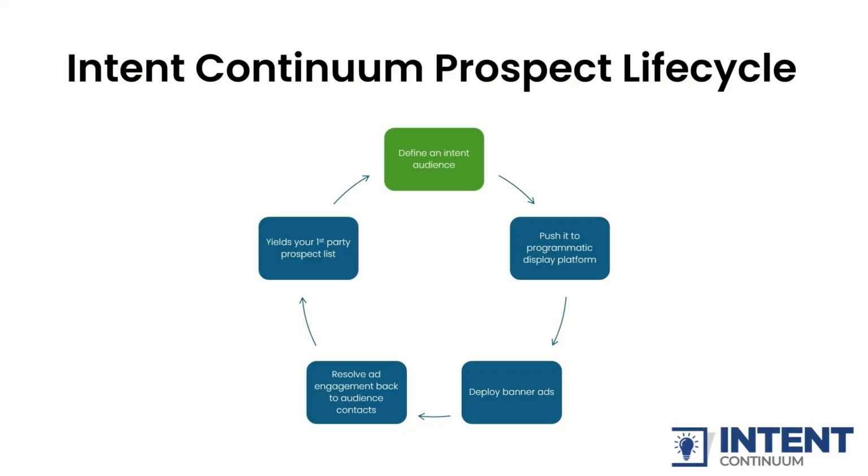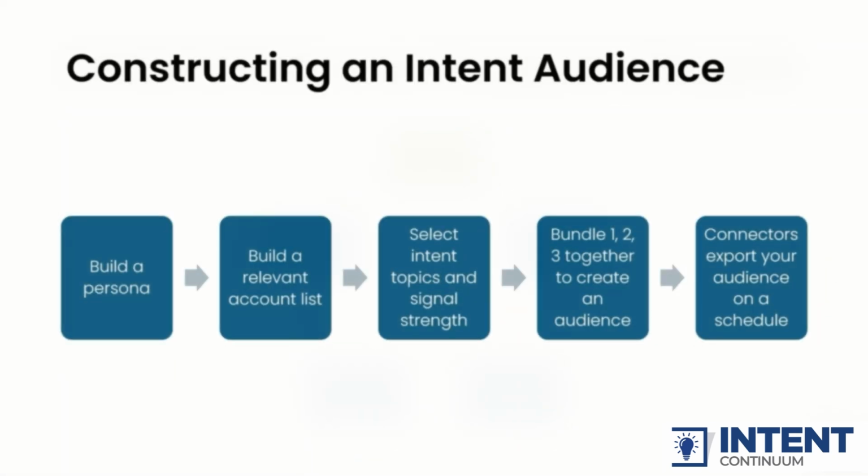Let's talk about the Intent Continuum prospect lifecycle. We start out by defining an intent audience within the platform. We'll look at how to do that in just a moment. But we take that audience, push it to the programmatic display platform. We deploy banner ads. We resolve those ad engagements back to the audience contacts that started them, and that yields your first-party prospect list.